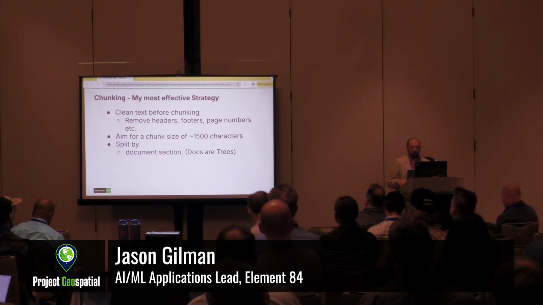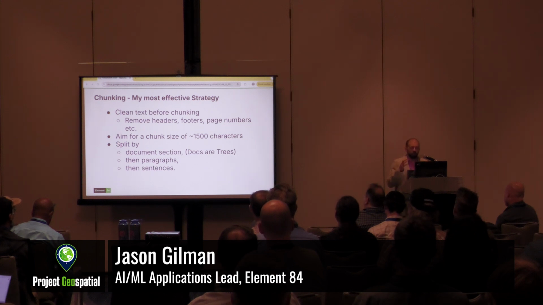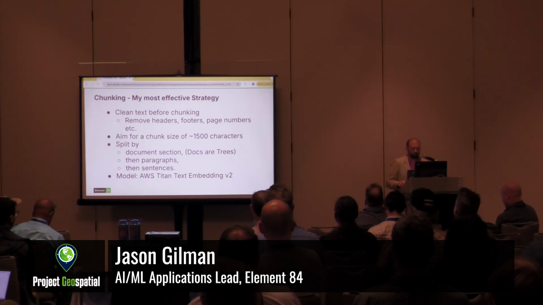The sections themselves, if they're under 1,500 characters, you're good. Index that. If it's bigger, then you need to start splitting it down, first by paragraphs and then by sentences. So you're just sort of treating the nature of the document into unique things that can stand on their own.